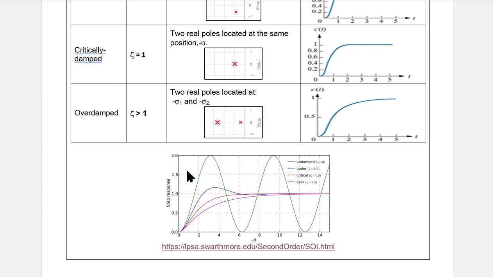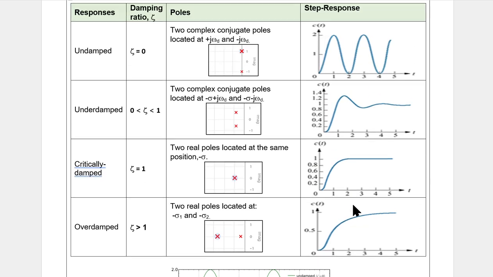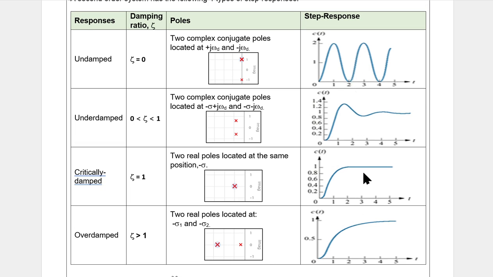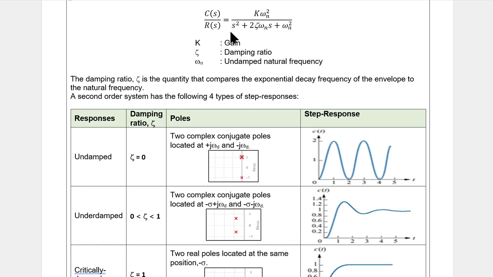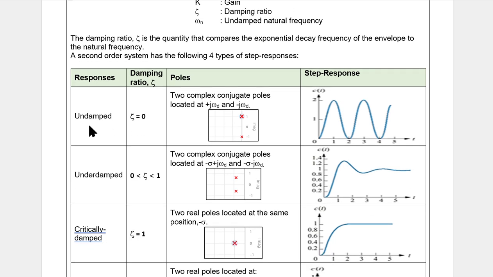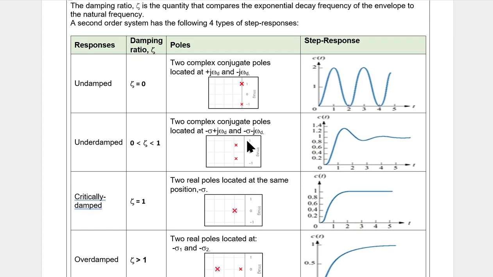Okay, so these are the 4 types of responses. Now we have seen the step response plot. It's also important to note the pole locations. If you find the poles of this transfer function, for undamped, both poles are located on the imaginary axis. For underdamped, both poles are complex numbers.